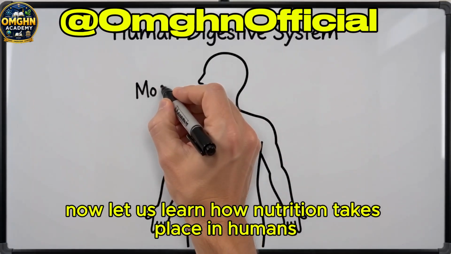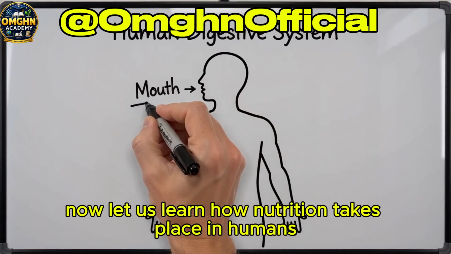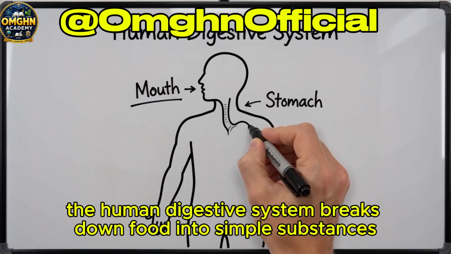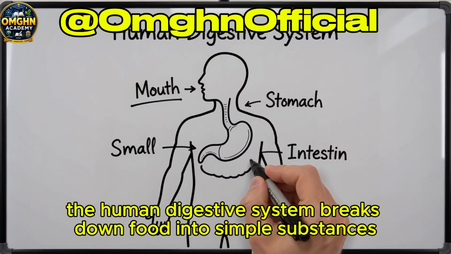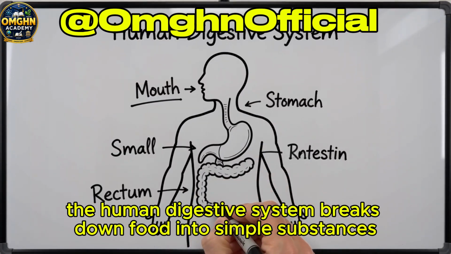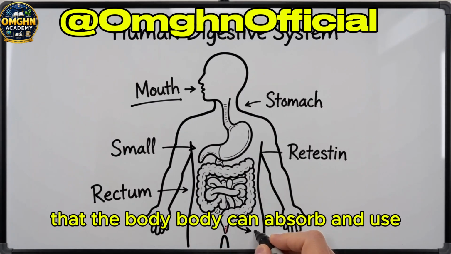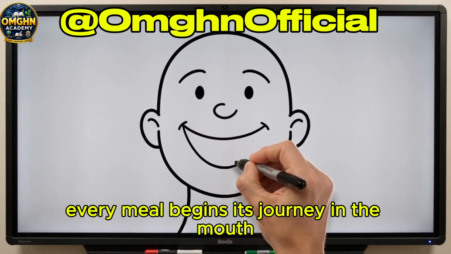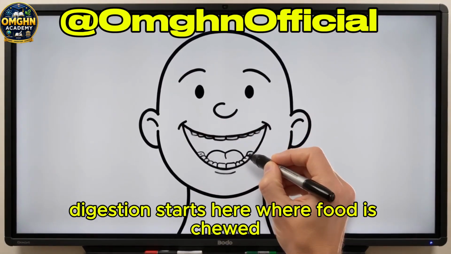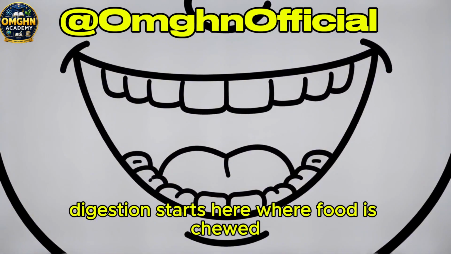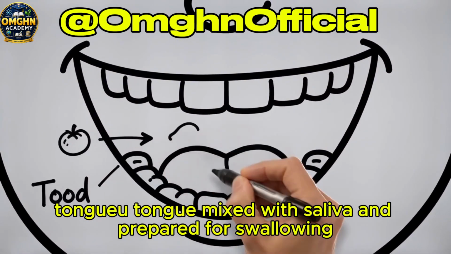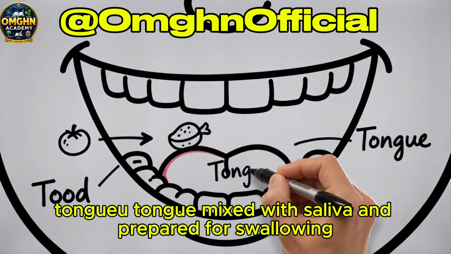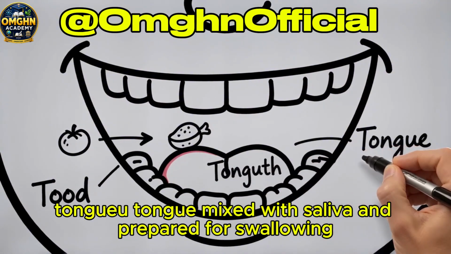Now let us learn how nutrition takes place in humans. The human digestive system breaks down food into simple, soluble substances that the body can absorb and use. Every meal begins its journey in the mouth. Digestion starts here, where food is chewed, mixed with saliva and prepared for swallowing.